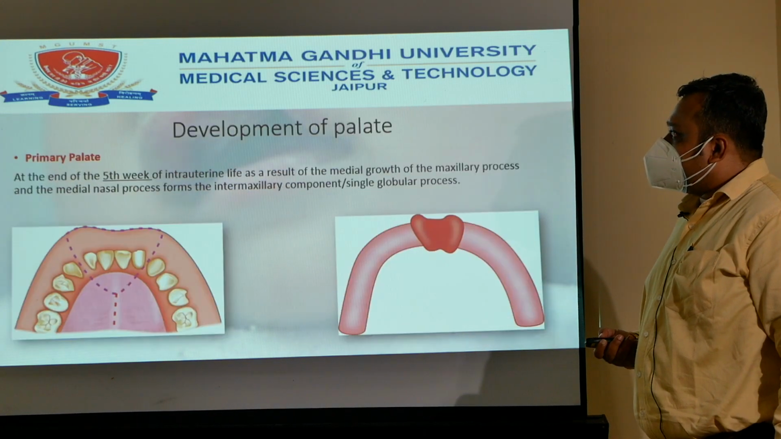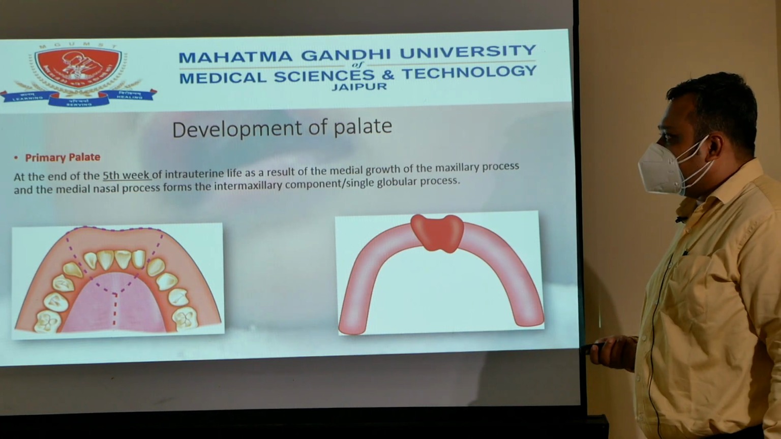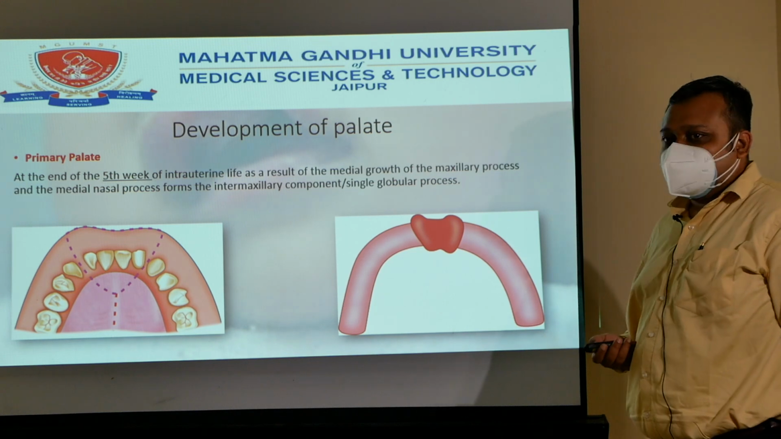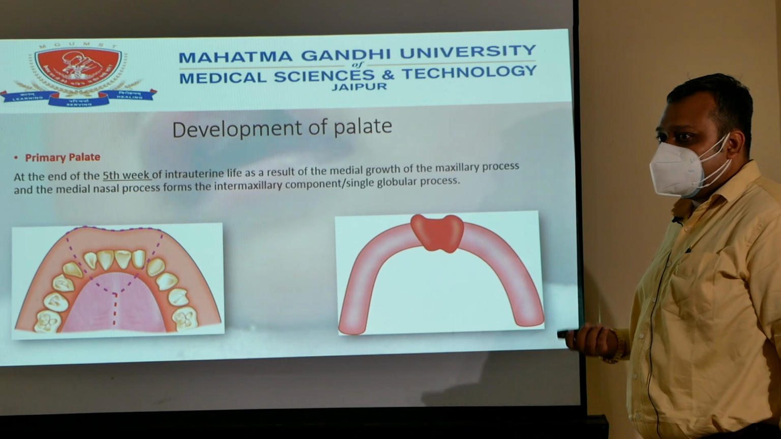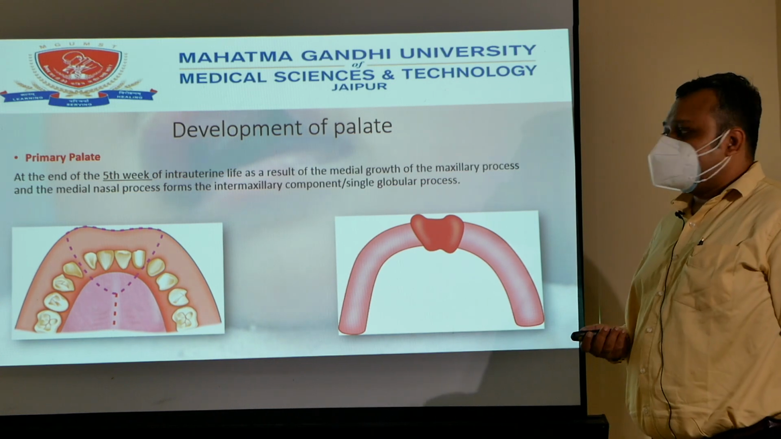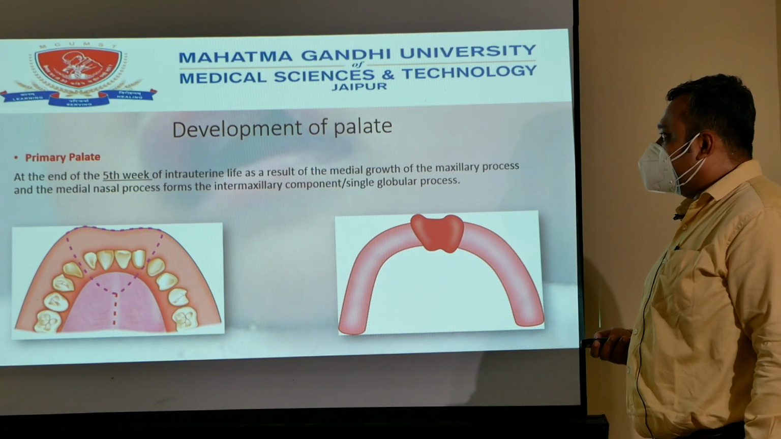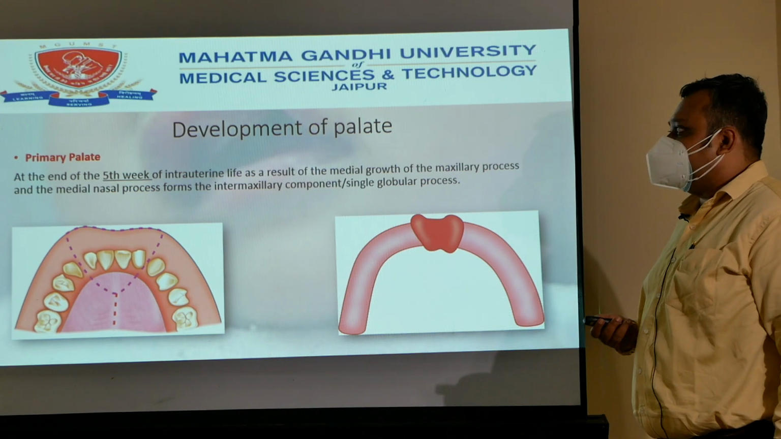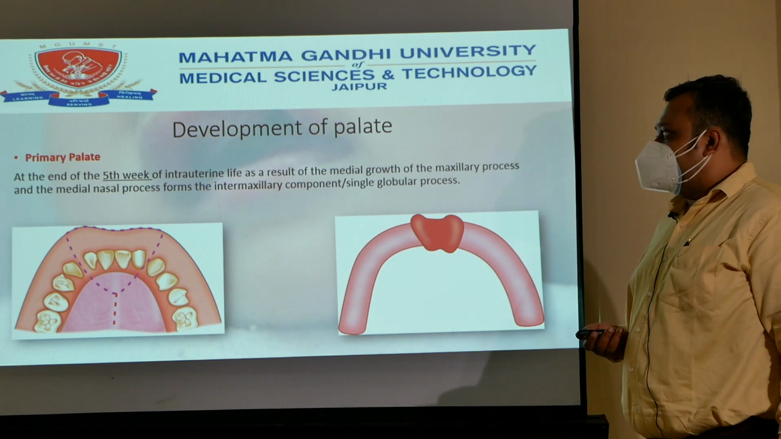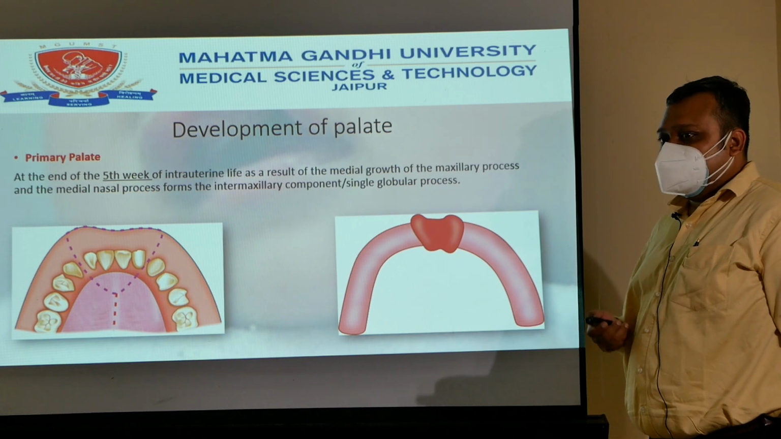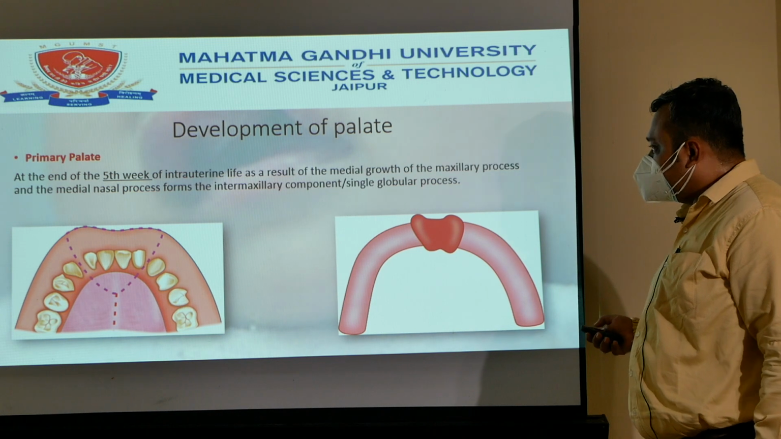So coming to the development of cleft lip and palate, first we need to understand how the development of the palate occurs. We all know that it is divided into two parts: development of the primary palate and development of the secondary palate. Development of the primary palate occurs during the 5th week of intrauterine life as a result of the median growth of the maxillary process and the nasal process from the intermaxillary component, which combine together to form a single globular process, as you can see in the picture here.